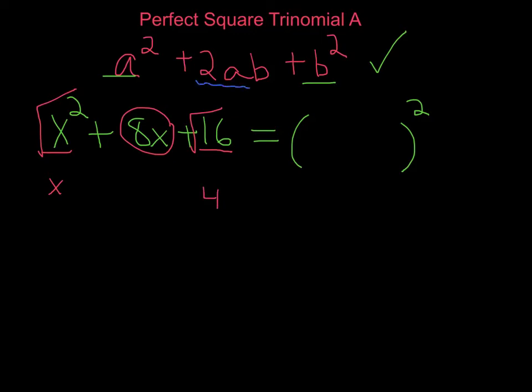That middle term, this has to be true. When you multiply x times 4 and double it, do you get 8? And you do. So if all of those are true, perfect square, and then when you square root them and multiply them and double them, do you get the middle term? Then what you get to do is just plug in x and 4 into your parentheses.